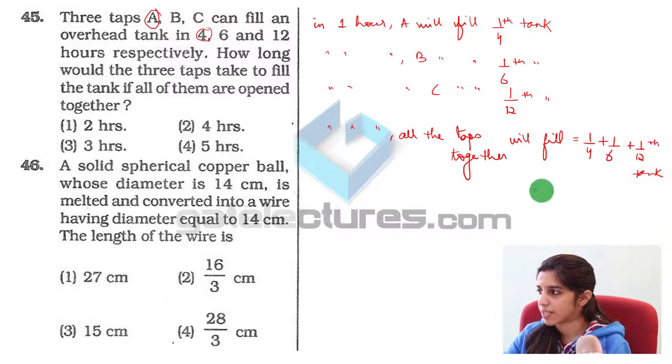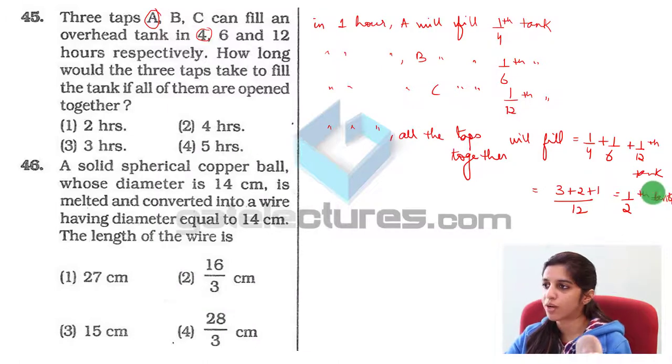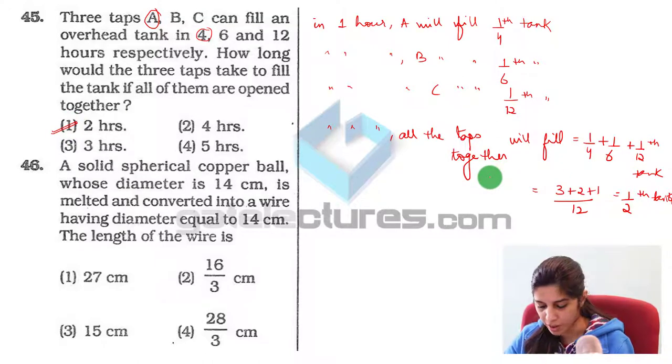I'm just going to take the LCM, so this is going to become half tank. Okay, so in 1 hour they are filling half tank, so to completely fill the tank they are going to require 2 hours. Half tank is filled in 1 hour, so to completely fill the tank they're going to require 2 hours. Or just take the reciprocal of this.